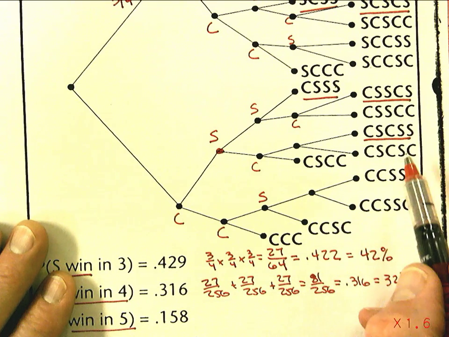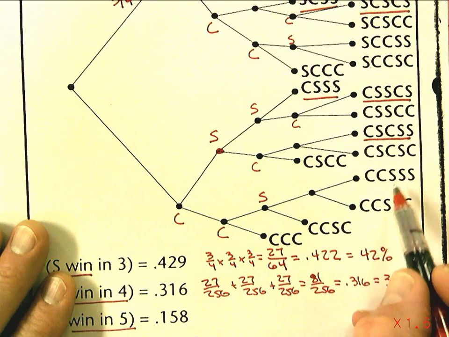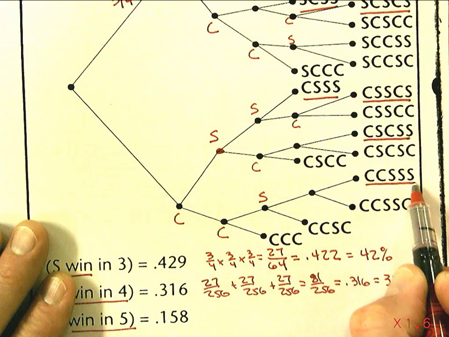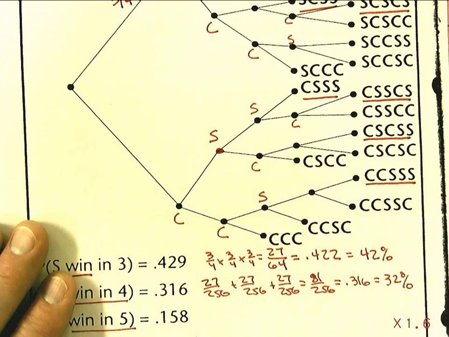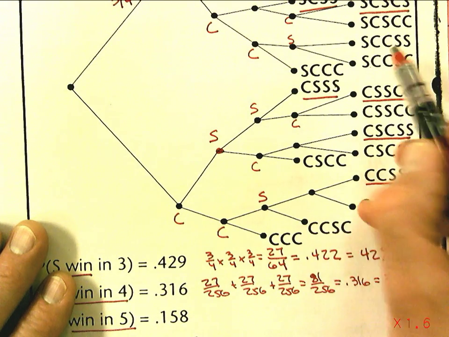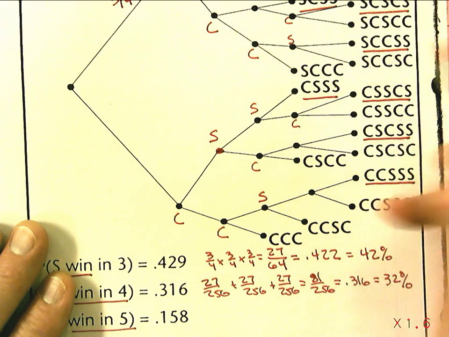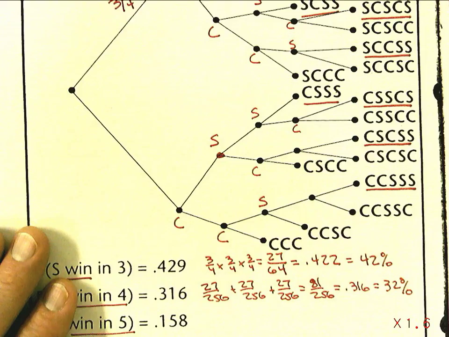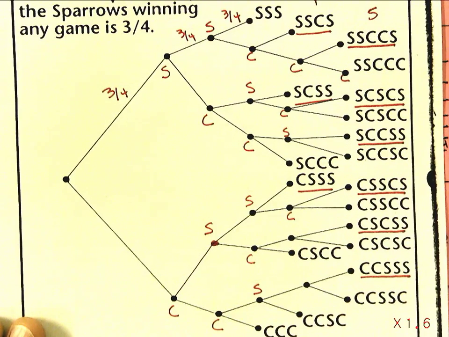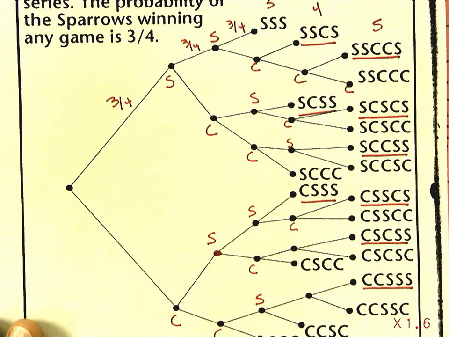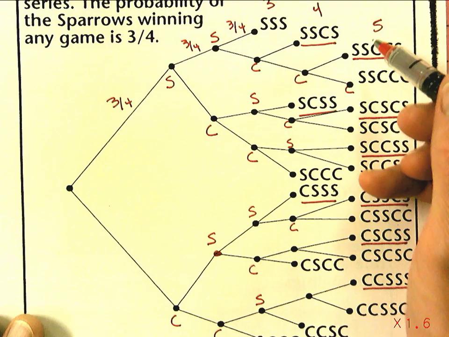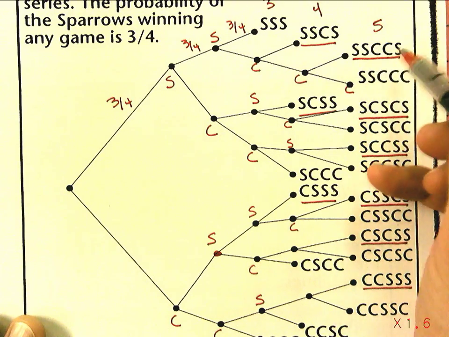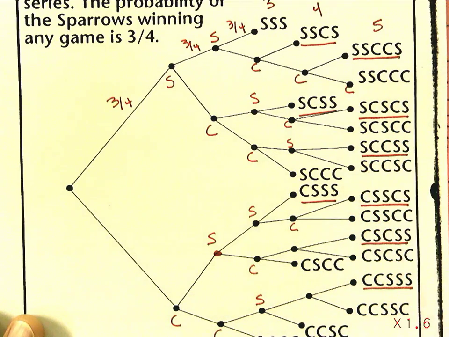And then right here, they win in 5 games. Oh, and there's one more right there. So now I have 1, 2, 3, 4, 5, 6 different ways for them to win in 5 games. And really, they're all the same probabilities, because we have 3 times that the Sparrows win and 2 times that the Crows win.